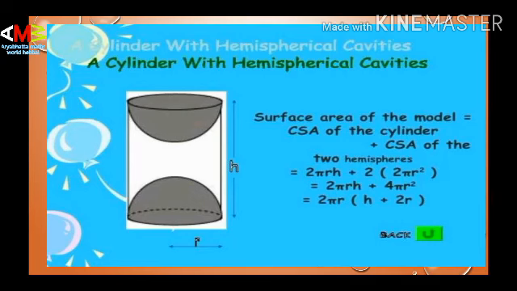Next, we go to the cylinder with hemispherical cavities. This is a cylinder which has 2 hemispheres attached at both ends. So, what is the surface area of this model? CSA of cylinder, which we know, plus CSA of 2 hemispheres. This is the height, this is the radius. All of you know 2 pi r h is CSA of cylinder, plus 2 into 2 pi r square, because there are 2 hemispheres, 2 into 2 is 4 pi r square. Here common is 2 pi r, therefore h plus 2 r is the formula for a cylinder with hemispherical cavities.